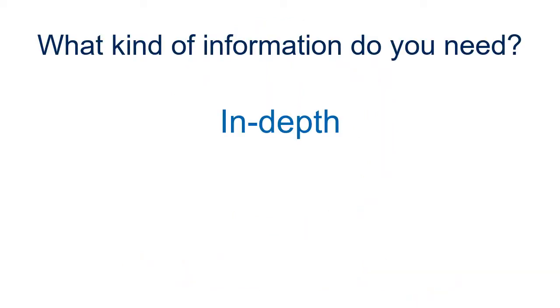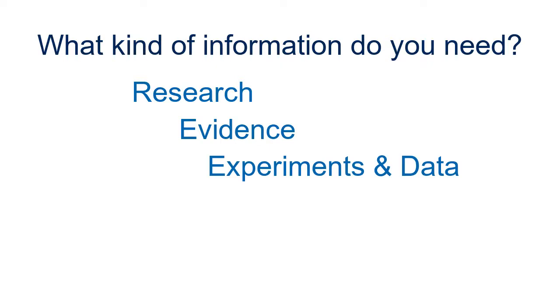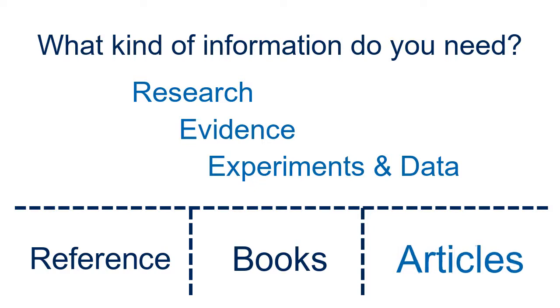In addition to background and in-depth information, you may also need things like new research on your topic, evidence that's being uncovered to support current theories, original experiments and data. This sort of information is most often found in scholarly articles, which are usually found online. Now, let's pause for a moment to answer an important question. If the articles are online, why use the library's website to get them?